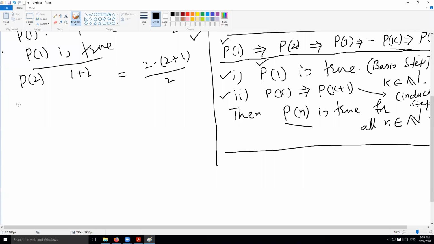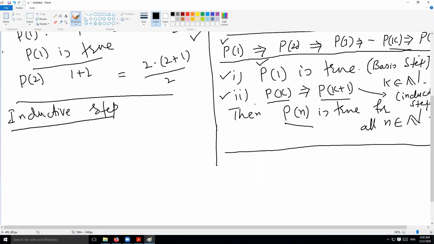And now what would we like to do? We would like to verify the second step of the principle of induction. And what is the second step? Assume that the statement about the kth natural number is true and prove that it will also be true for k plus 1. So assume this and prove k plus 1. So let's do the inductive step.